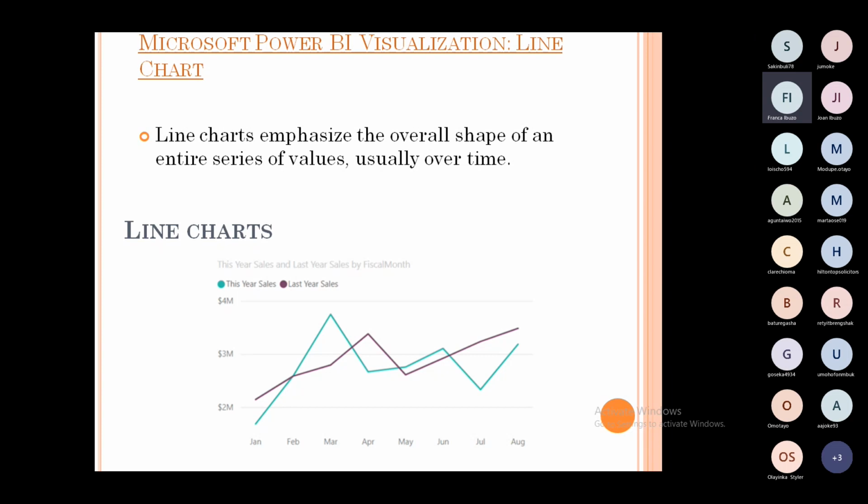Then you have the line chart. The line charts emphasize the overall shape of an entire series of values, especially over time. So the line chart is used for trends. You can see the trend, it goes up here. So that's what you use the line chart for.